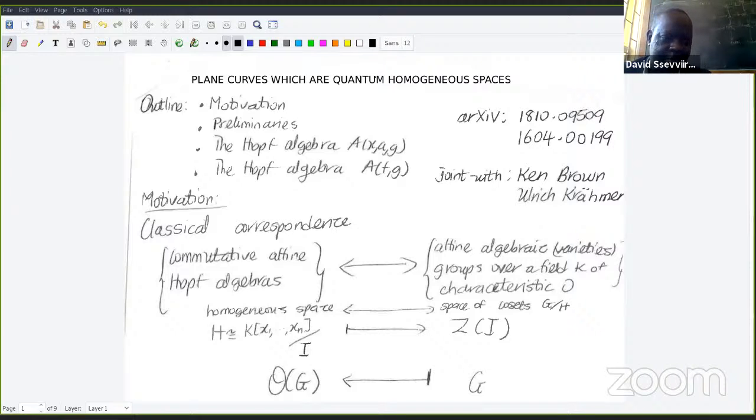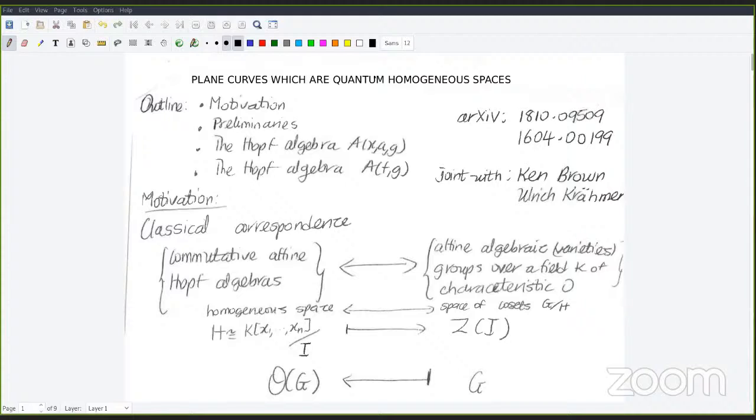You welcome Dr. Tabiri to talk to us. Thank you, David, for the introduction, and thank you, Jared, for the invitation to speak. My talk this afternoon will be on plane curves, which are quantum homogeneous spaces, and it is joint with my supervisors, Ulrich Kramer and Ken Brown. The copies of these are on the archive if anyone would like to check them out.